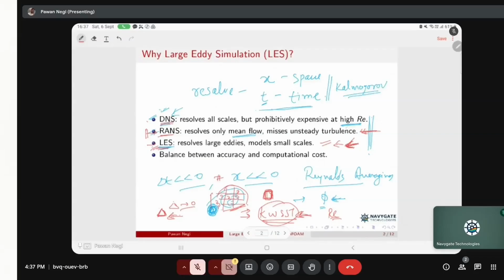But before that, I am going to explain what is done in an LES simulation. What is the large eddy simulation model, and how do we derive it starting from the Navier-Stokes equation?